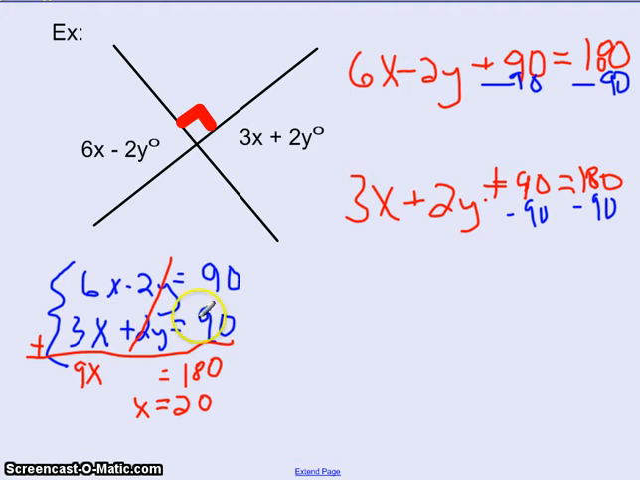Now I got to plug that back into one of the two original ones so that I can find what y is. So let's go up to the top one here. Actually, let's do the bottom one. Looks a little bit easier. So I'm going to use this one right here, and I'm going to go 3 times my 20 because I'm plugging it in for the x now, plus 2y's equals 90.